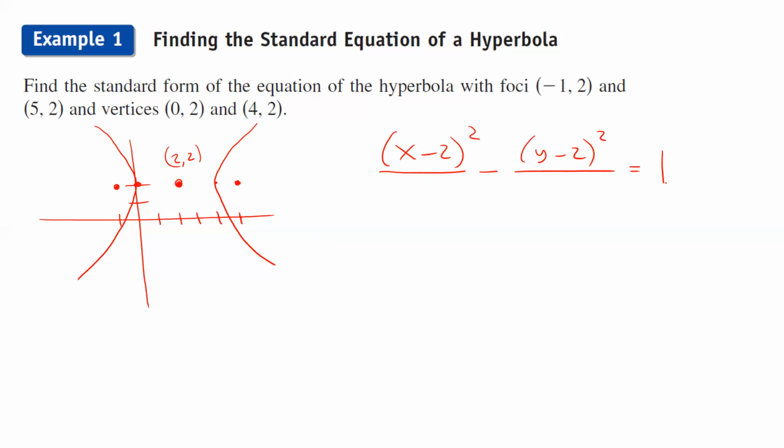Well, how do we know the center aside from counting? Like, did you just count? Yeah, I just counted. Is there an actual way to do it? Sure, yeah. Algebraically, we get the midpoint. Remember midpoint? It's the midpoint of the foci, or it's the midpoint of the vertices, whichever one you want.